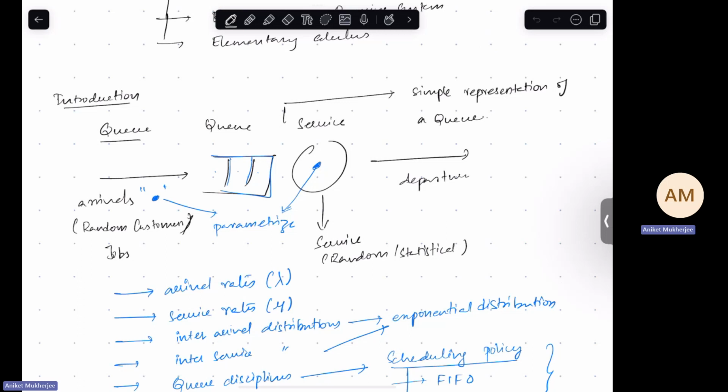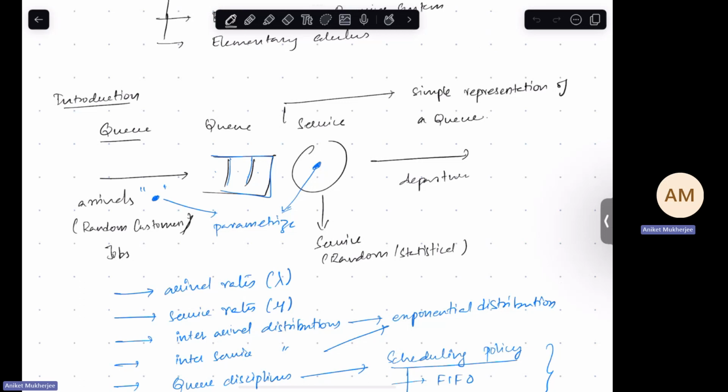So the time that the server takes for each customer would change. So that is also modeled as a random process. So basically, if you define these two things, then you're basically defining the queue.